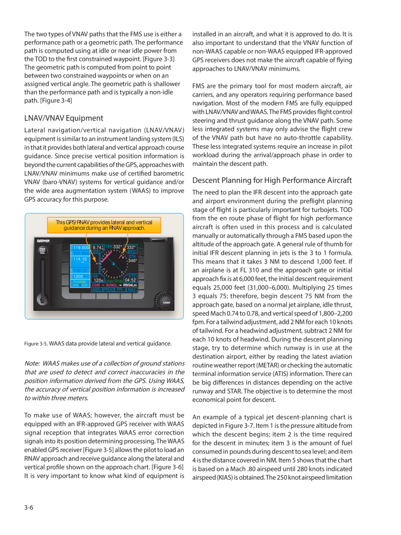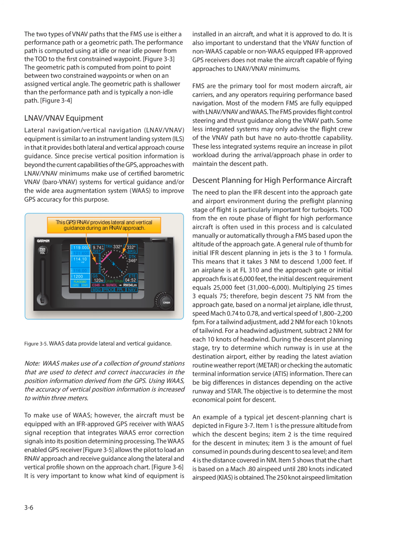During the descent planning stage, try to determine which runway is in use at the destination airport, either by reading the latest aviation routine weather report, METAR, or checking the Automatic Terminal Information Service, ATIS, information. There can be big differences in distances depending on the active runway and STAR. The objective is to determine the most economical point for descent. An example of a typical jet descent planning chart is depicted in Figure 3.7.